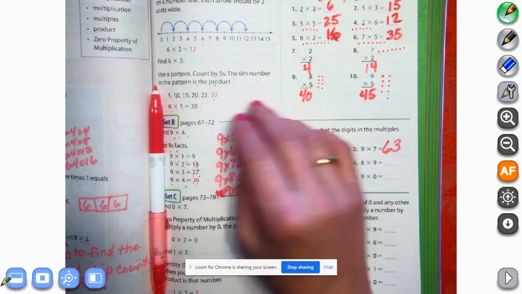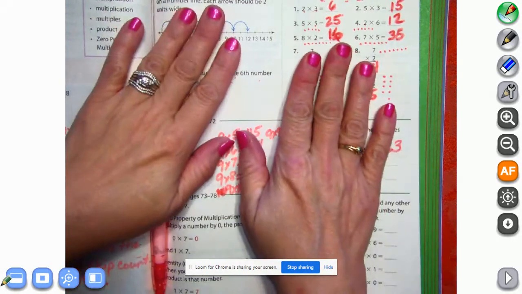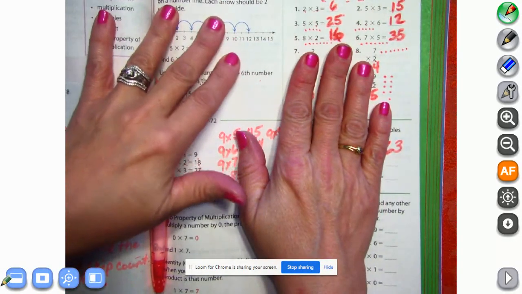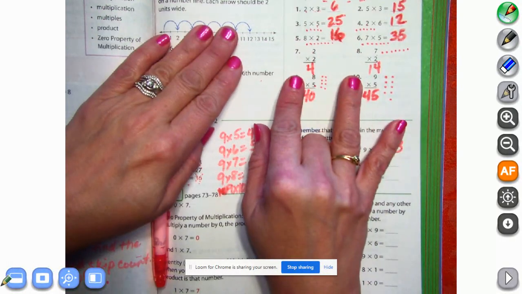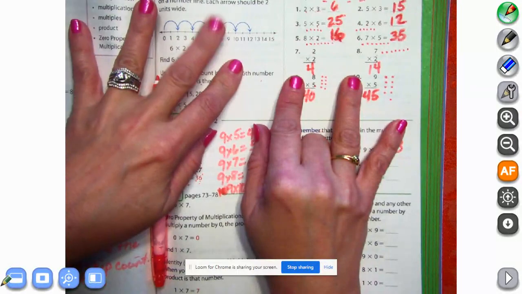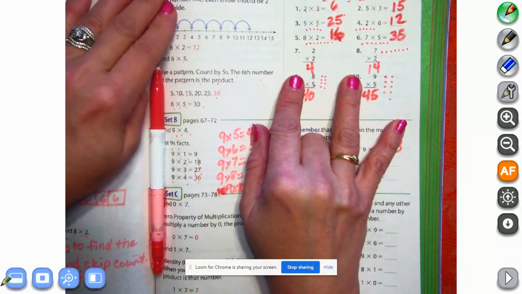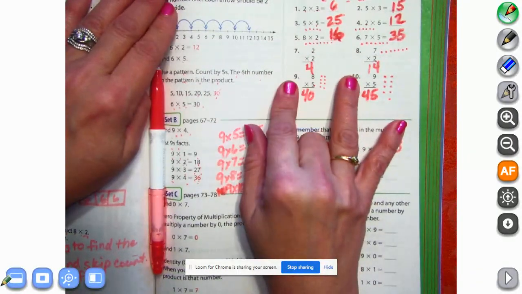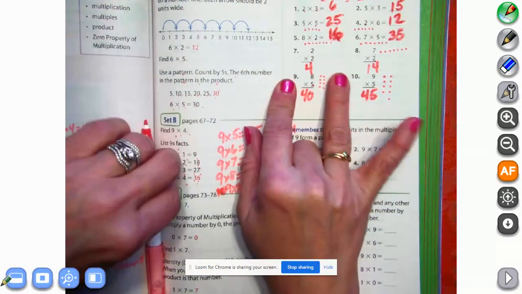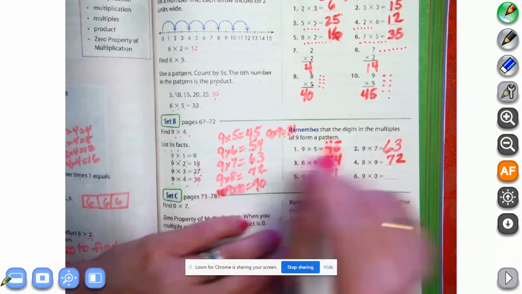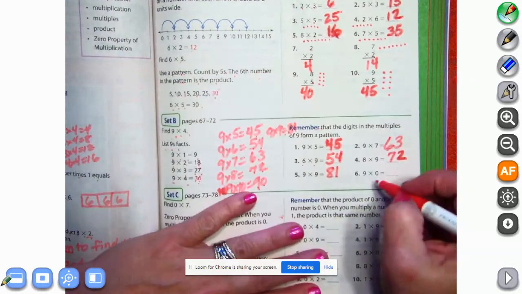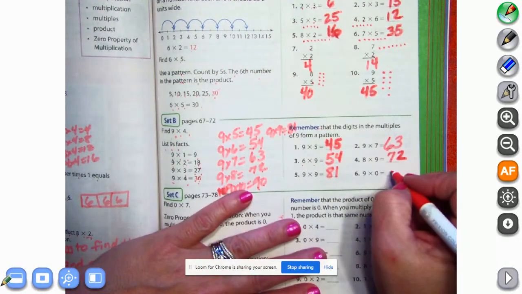Okay, 8 times 9. 1, 2, 3, 4, 5, 6, 7, 8. Put number 8 down. You have 10, 20, 30, 40, 50, 60, 70. 72. And anything times 0, 9 times 0 is 0.